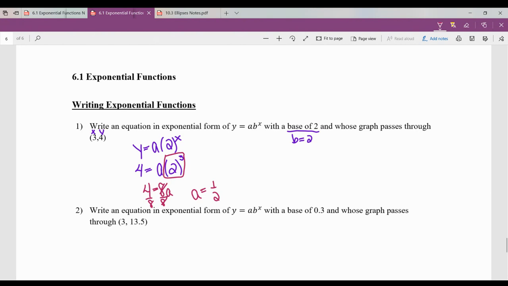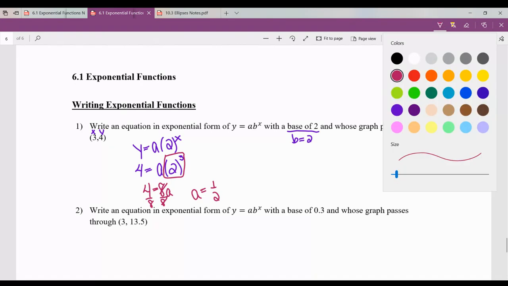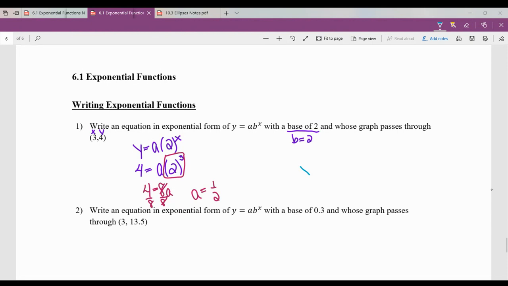So now I have what the a is, and I have what the b is. I can write my final equation: y equals, my a is 1/2, and then my b is 2 to the x. We leave the x and the y just like you would for y equals mx plus b. We fill in the m and we fill in the b, and we leave the x and y as those variables. We're going to do the same thing, leave the x and y as the variables, and fill in the a and fill in the b. And so this is my equation of my exponential function that is modeling that data.